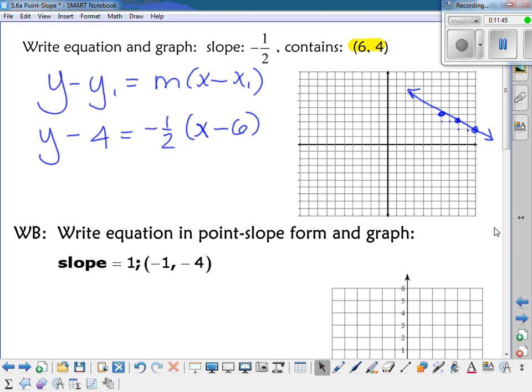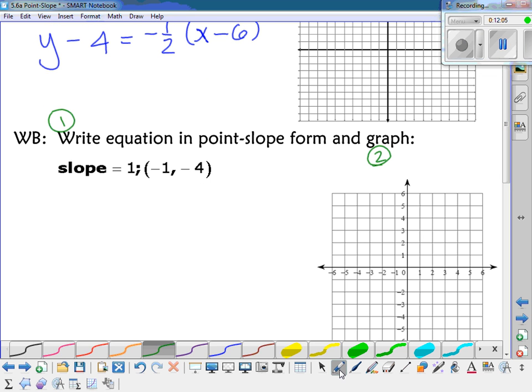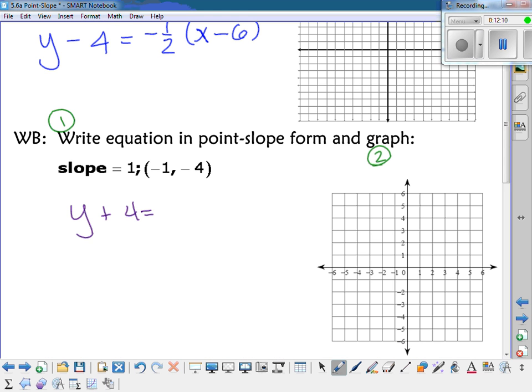Okay, so on your whiteboards, I want you to first write the equation. So before you graph it, show me what you have for the equation, and then after I say you have it correct, go ahead and graph it. Okay, so you started, we had y plus 4 equals 1 times x plus 1. You started at -1, -4, and you went up 1 to the right 1. Okay, I have one more example I have to show you.